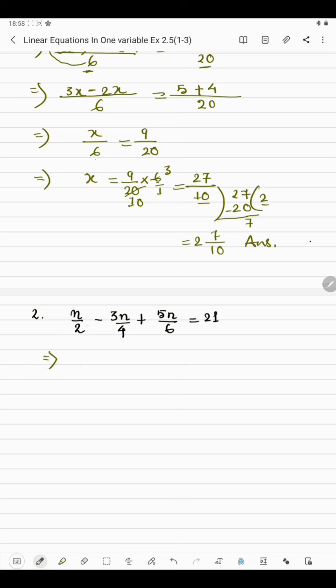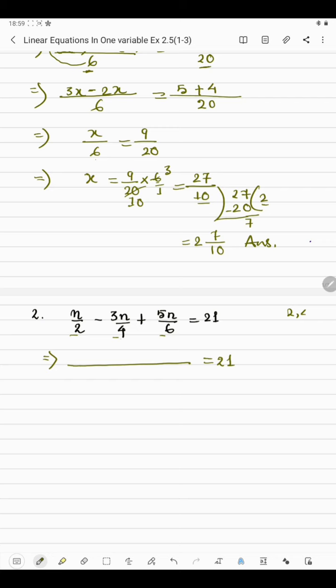In this question we have n/2 minus 3n/4 plus 5n/6 is equal to 21. Which one is the variable over here? It's n. If you see, on the left hand side all the terms with the variable n are already there, so we don't have to do anything. We'll just find the LCM of 2, 4 and 6. On the right hand side we have 21, so we'll put 21 here.